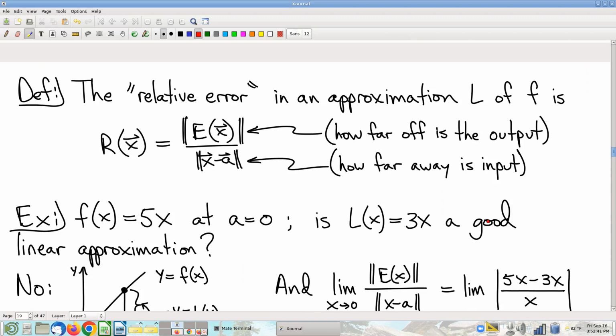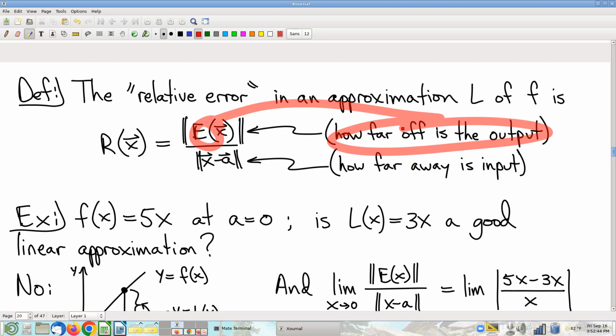It's not good enough to just look at how far you are off. We want to look at how far you are off, you might say, per unit of how far away your input is. So how far away is the output compared to how far away is the input? This is what we call relative error. Because if you think about it, the further away the input is, the more error you would expect to get. And so relative error is arguably a natural thing you want to look at.